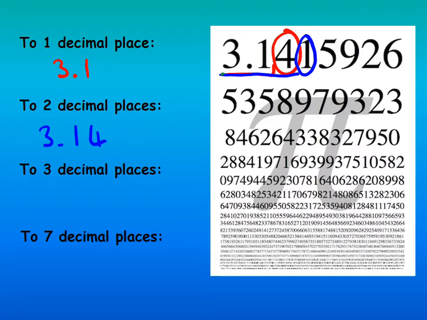3 decimal places. I want the first 3 numbers and then check the 5. Does the 5 affect the 1? It's 5 or more, therefore it does. It now becomes 3.142. The 1 is rounded up to 2 because of the 5. And 7 decimal places. So 1, 2, 3, 4, 5, 6, 7. Checking the next number: does the 5 affect the 6? Yes, it does. My answer is 3.141593, with the 6 becoming 7... the 5 has rounded it up.